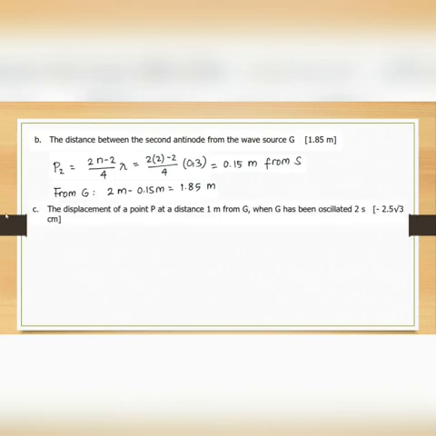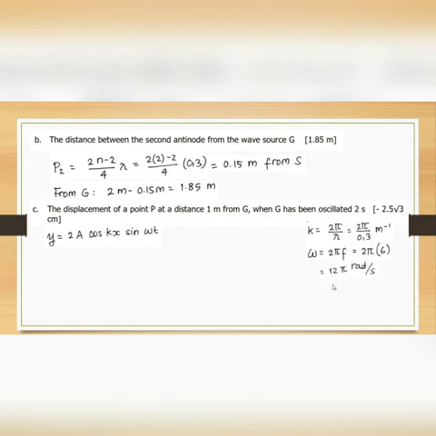Question C. The displacement of a point at a distance 1 meter from G when G has been oscillating for 2 seconds. The displacement of a free-end stationary wave is y equals A times the cosine of kx times the sine of omega t. So we have to find k, which is 2 pi over lambda. It is 2 pi over 0.3 meter to the power of minus 1. And omega is 2 pi f, equals 2 pi multiplied by 6, which is 12 pi radian per second. And this x is 1 meter from G.